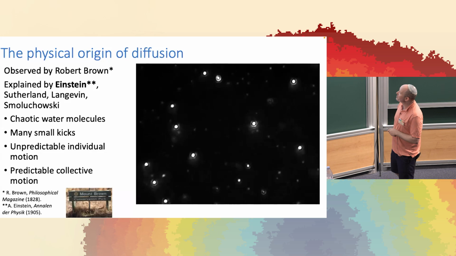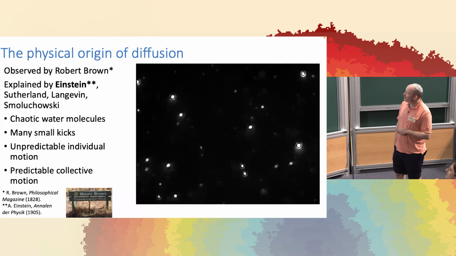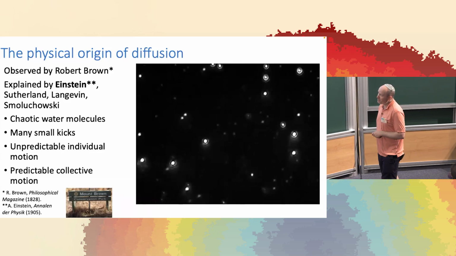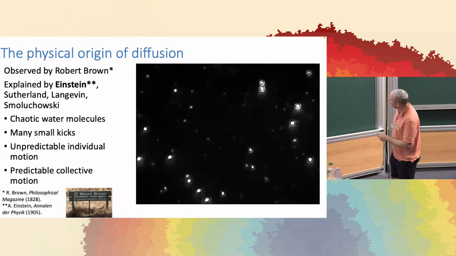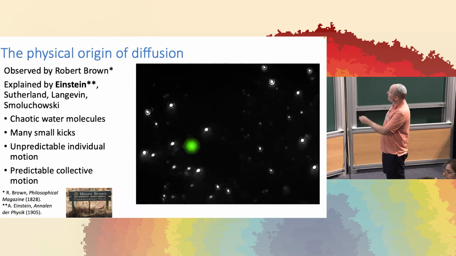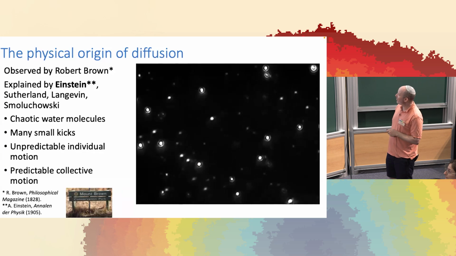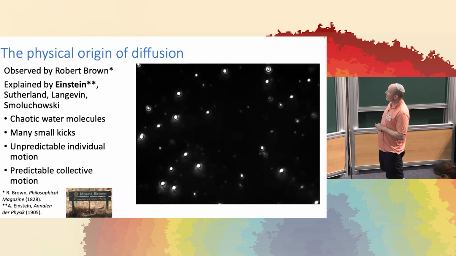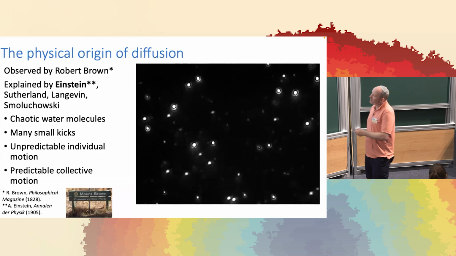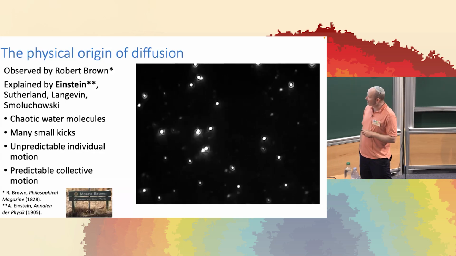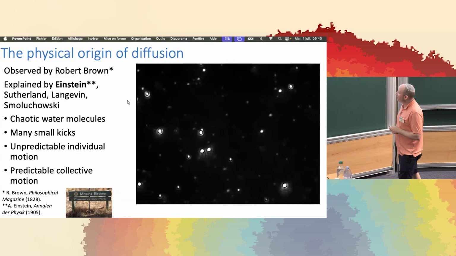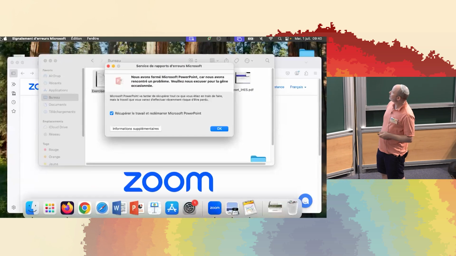OK, so in order to go in this direction, I want to back up and just remember something about the physical origins of diffusion and remind you of Einstein's theory of the behavior of diffusive systems. So here you're seeing the behavior of little specks of pollen in water, and they're jiggling around. And people going back to Brown in 1828 observed this sort of jiggling motion.